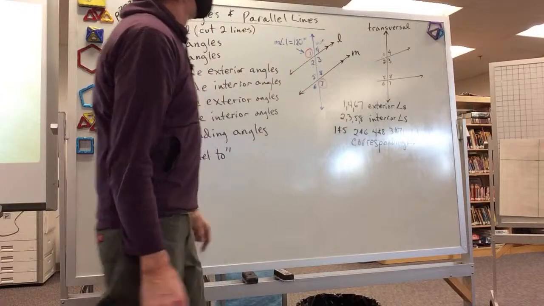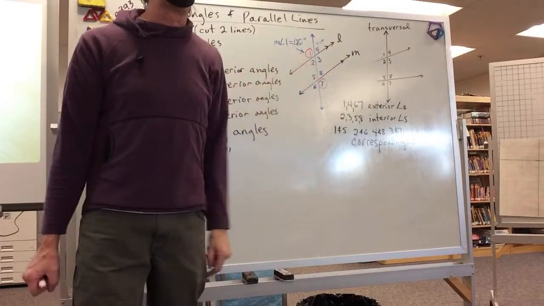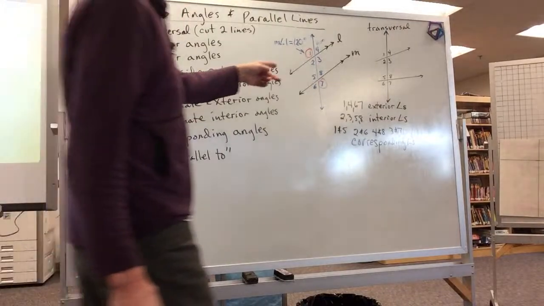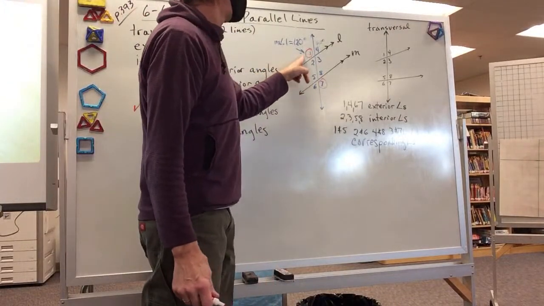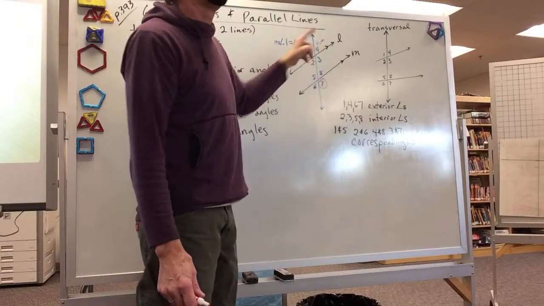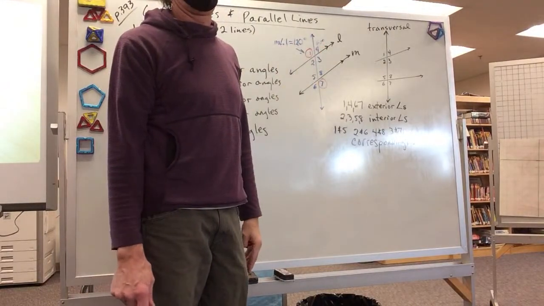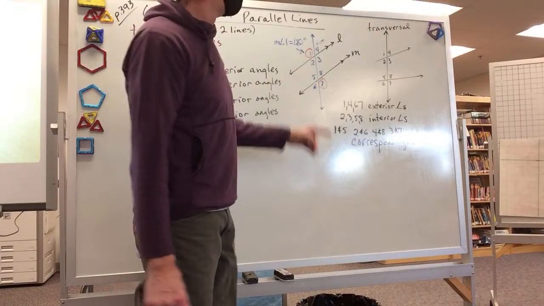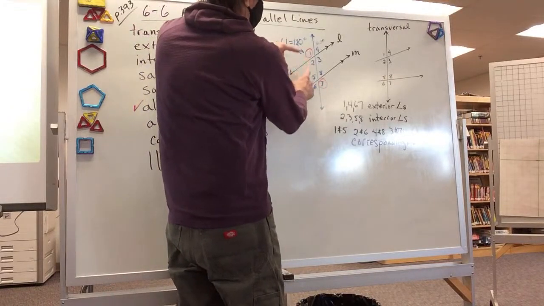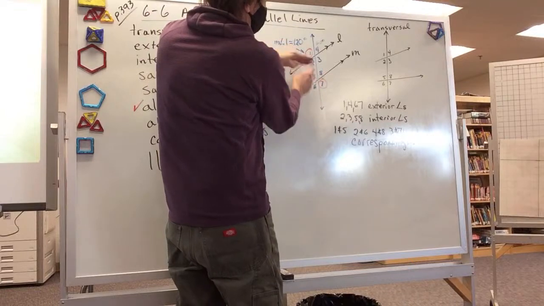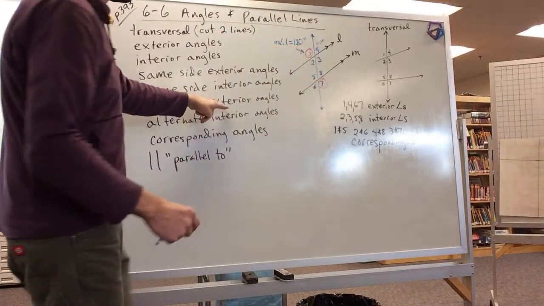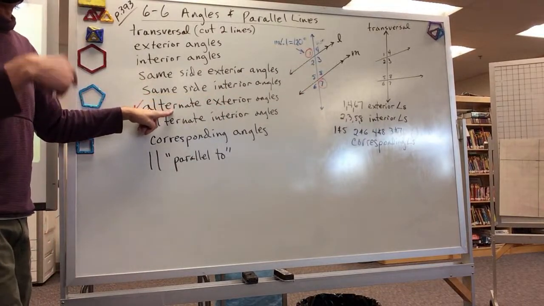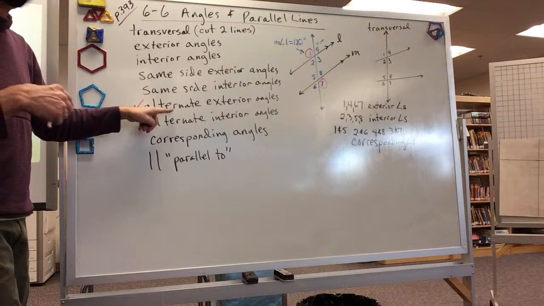Is 8 interior? 8's interior, 1 is exterior. So we can't say that they're interior or exterior. Okay, what about 1 and 4? 1 and 4 is a linear pair. They can't be a linear pair, one alternate exterior. No, because if they are alternate and exterior, they're exterior to the parallel lines, and they alternate across the transversal. Yeah.